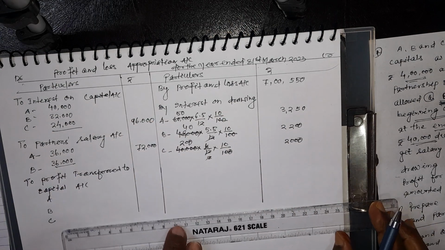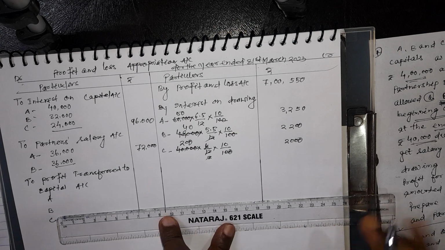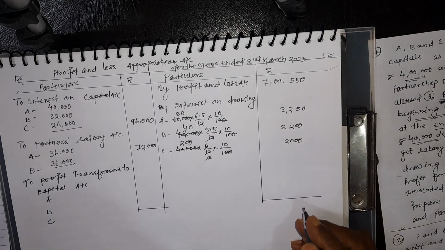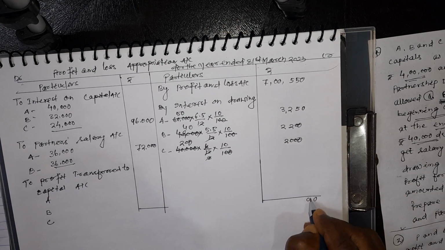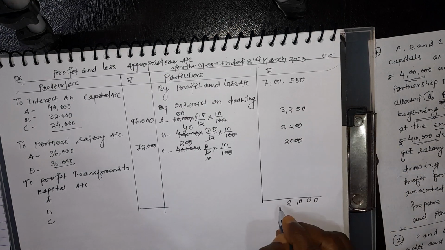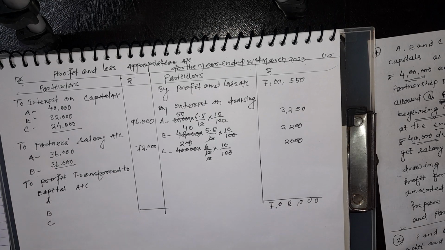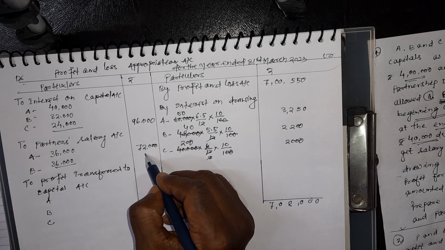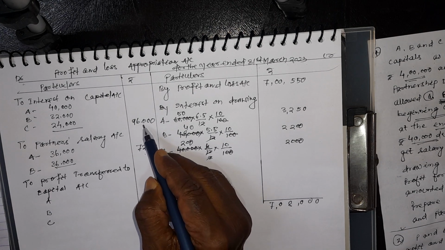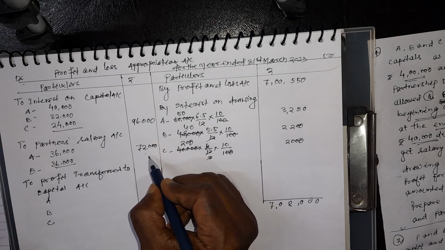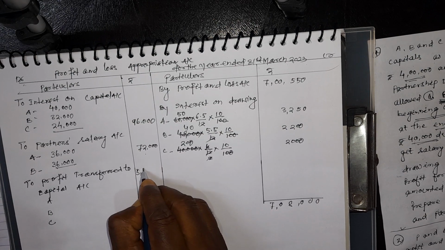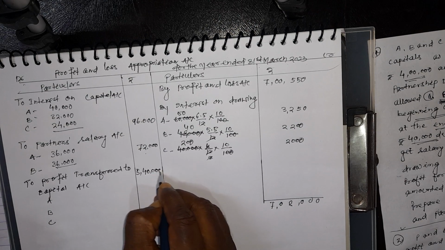First of all, you have to find the balancing figure. What is the balancing figure? Make the grand total this side, 7,08,000. From 7,08,000 you will deduct 96,000 and 72,000. Clear? So it will be 1,68,000. Deducting 1,68,000, you get 5,40,000. So you will write 5,40,000. Clear?